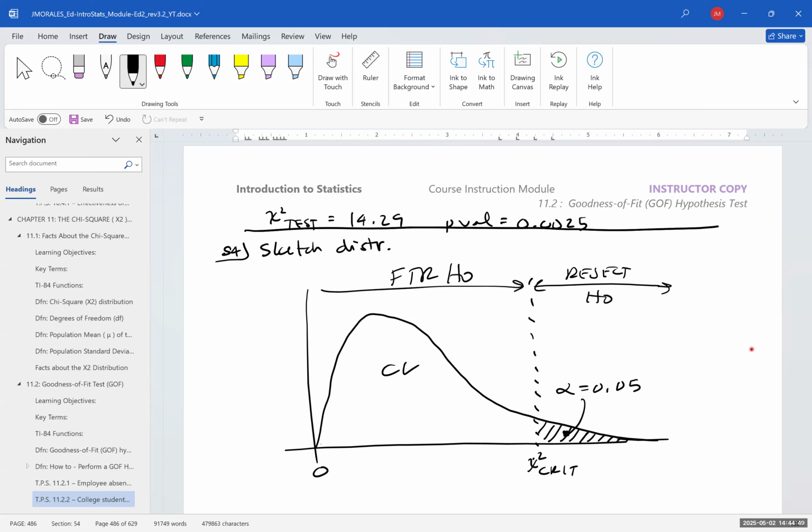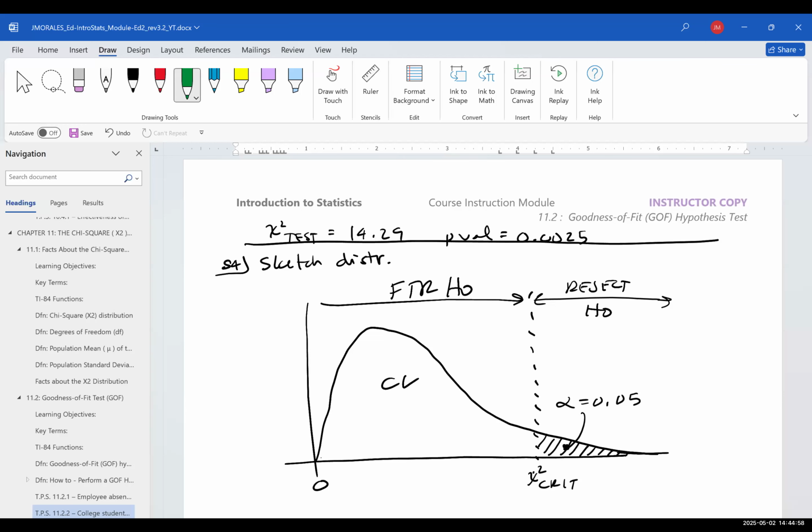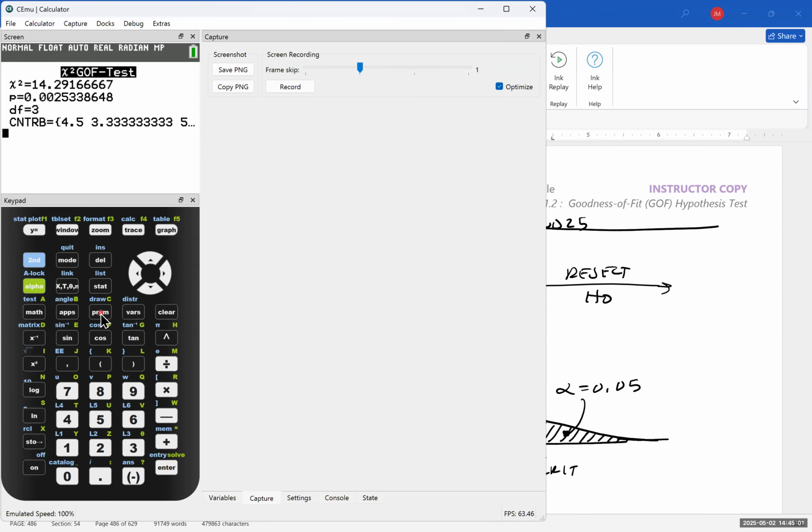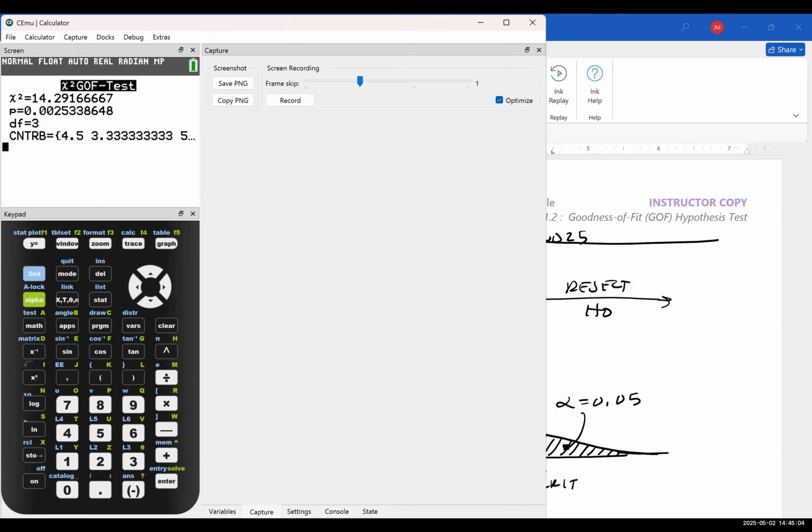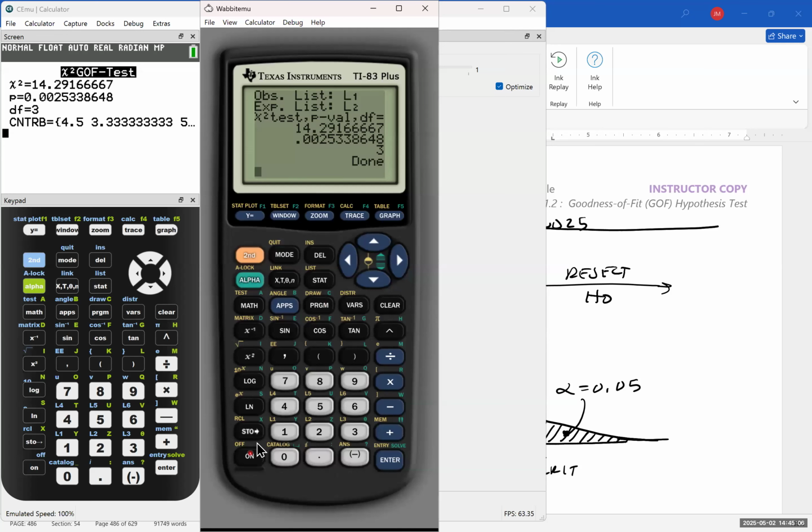All right, so in order to get this critical value, we have to use an inverse distribution function. So I'll just do it on one of these Texas Instruments calculators. Maybe just to be fair, I'll do it with this one. Okay. There we go. All right, so we have a significance level of 0.05 with 3 degrees of freedom. So we get a critical value of 7.81.